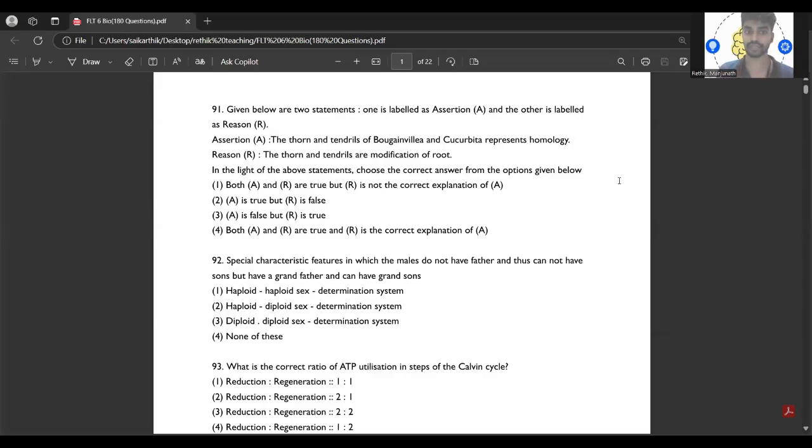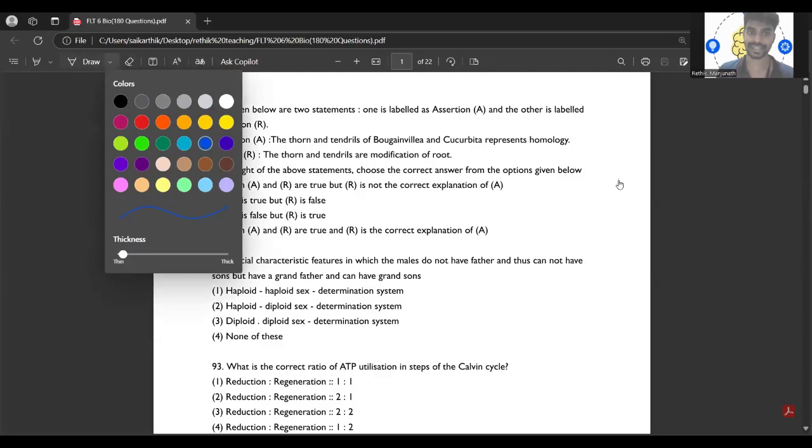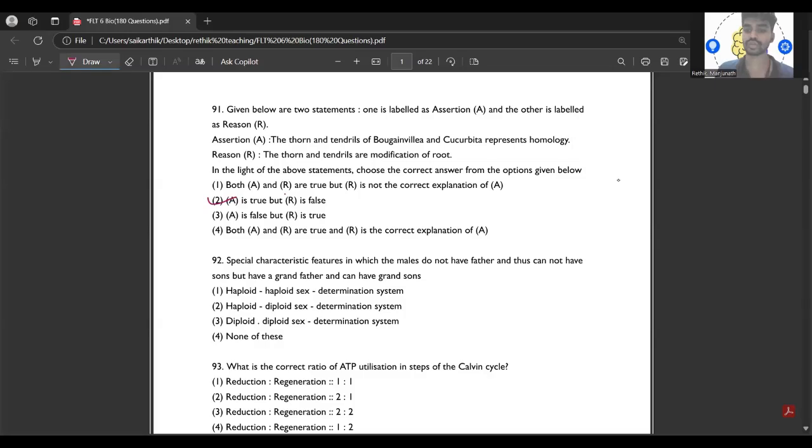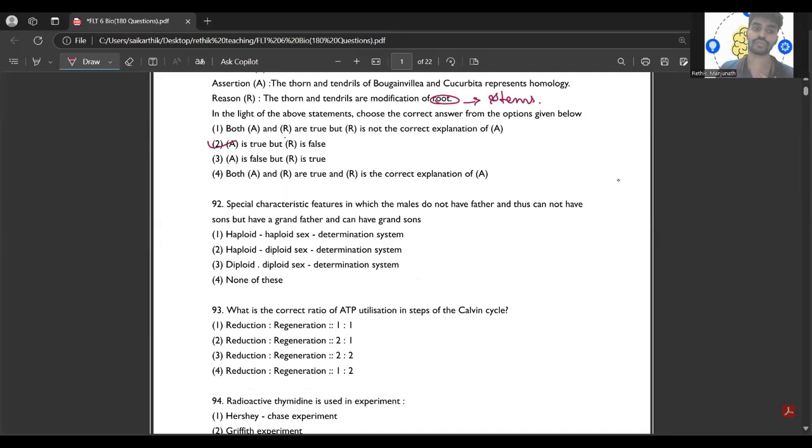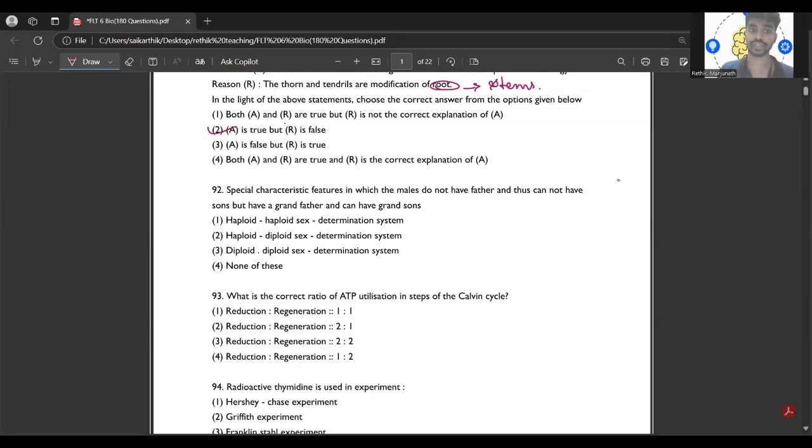So option A, that the thorns and tendrils of Bougainvillea and Cucurbita represent homology, is actually correct. But the reason for it is actually wrong. So that is what we can guess. The correct statement will be that thorns and tendrils are not modifications of roots, rather they are modifications of stems.